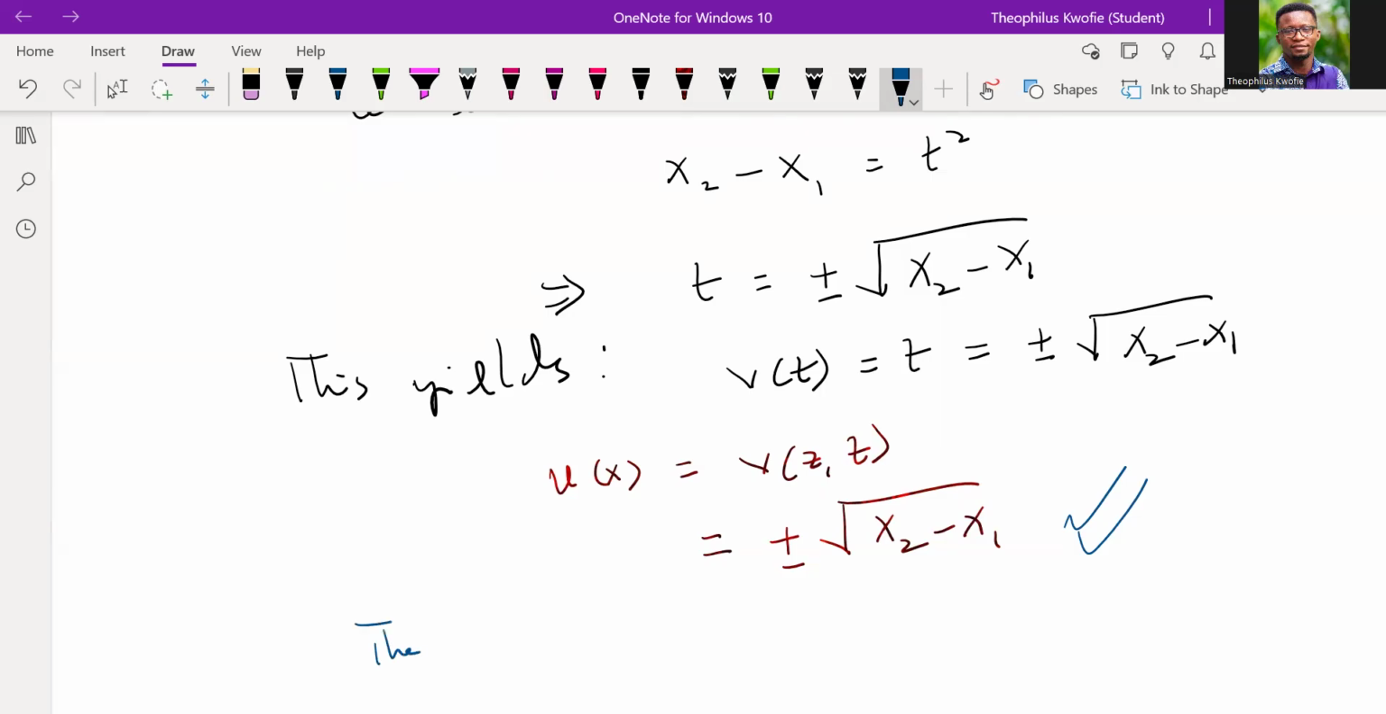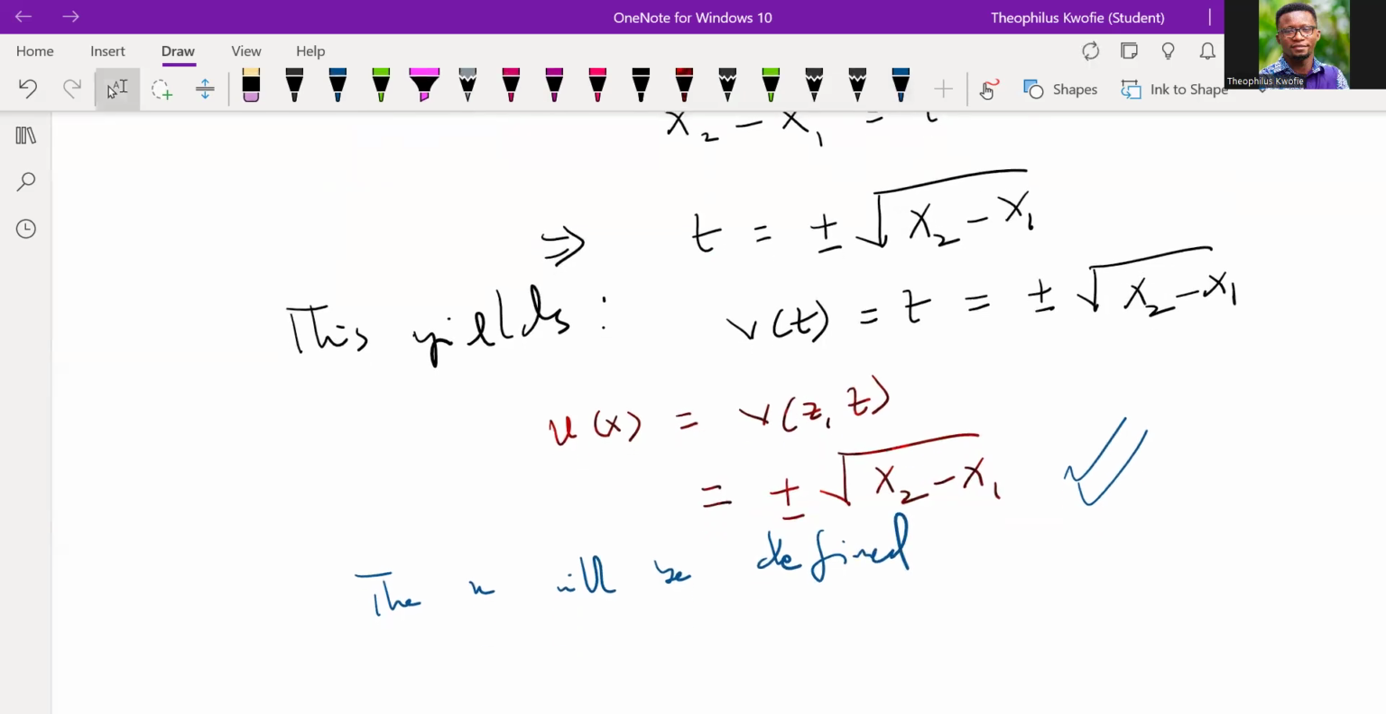So the solution U will be defined on what? On x2 minus x1 greater or equal to 0. So this solution would hold on this, because if the term under the square root is negative, it means you're going to have something imaginary, which we are not interested in. We are looking at real solutions. So this solution will hold if and only if x2 minus x1 is greater or equal to 0. Very important, please. Let's take note of that.